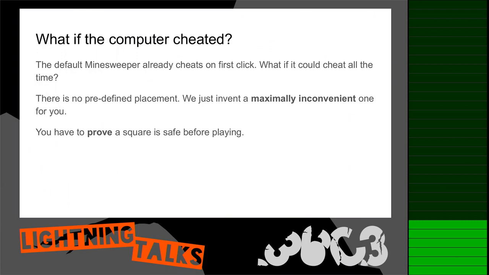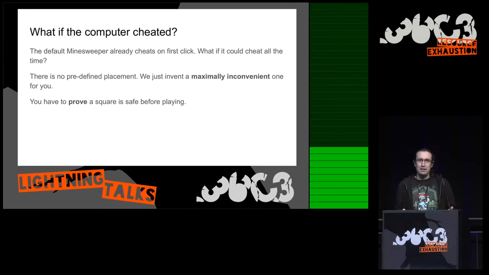You might not know this, but the default Windows Minesweeper already cheats. You know how the first square is never a mine. So if you play somewhere and it would be a mine, the computer moves the mine around and basically invents a new placement for you. So what if there was never any placement in the first place? Nothing is predefined, and when you play, we just invent a maximally inconvenient placement for you.